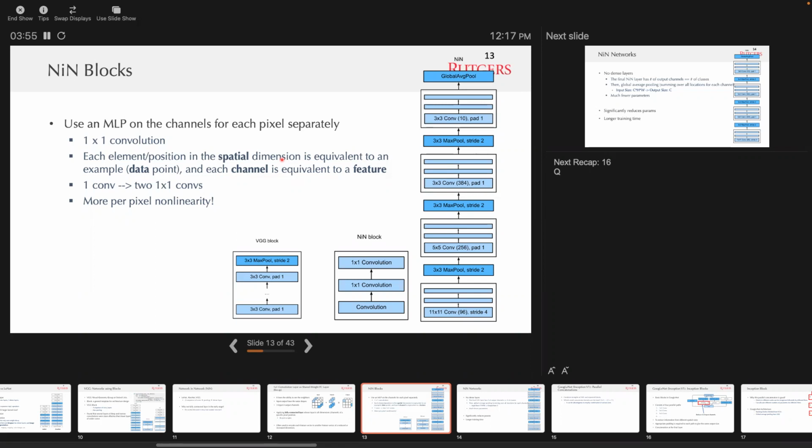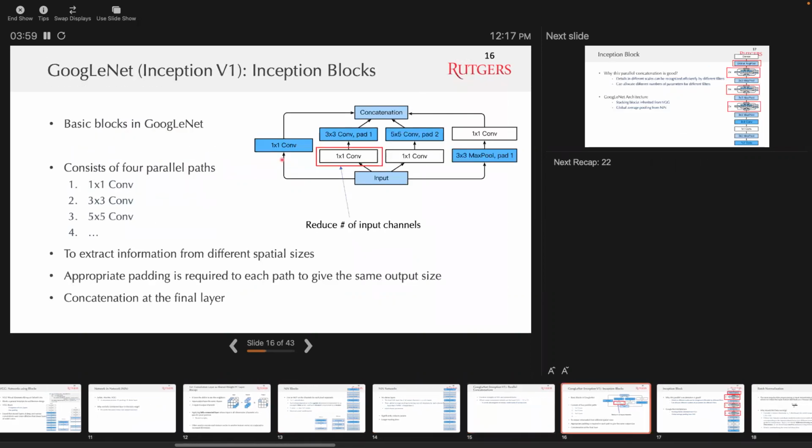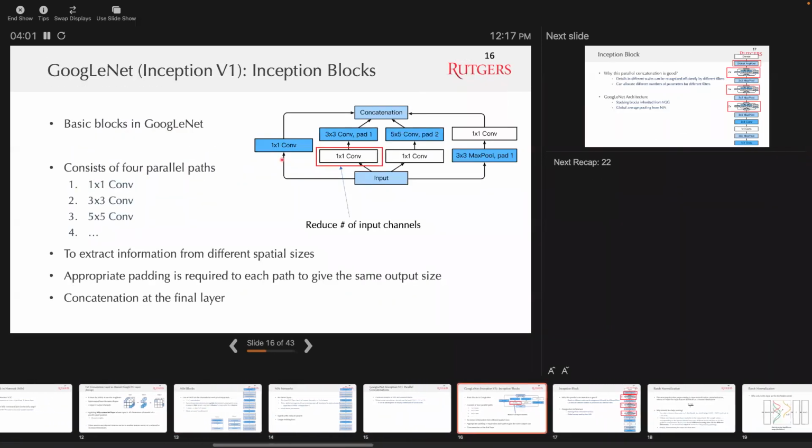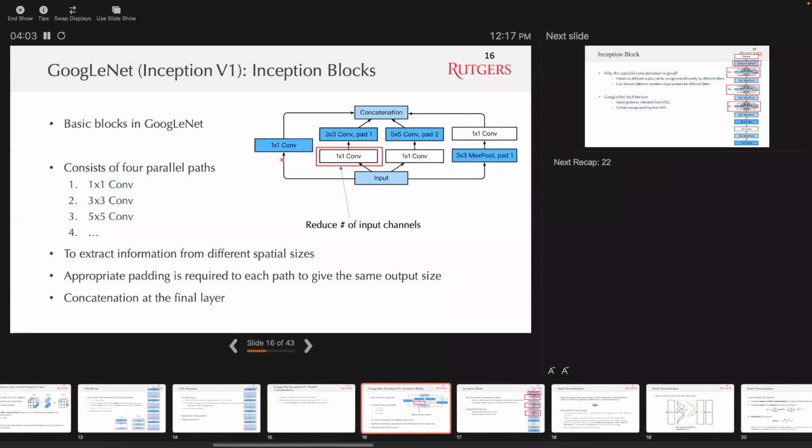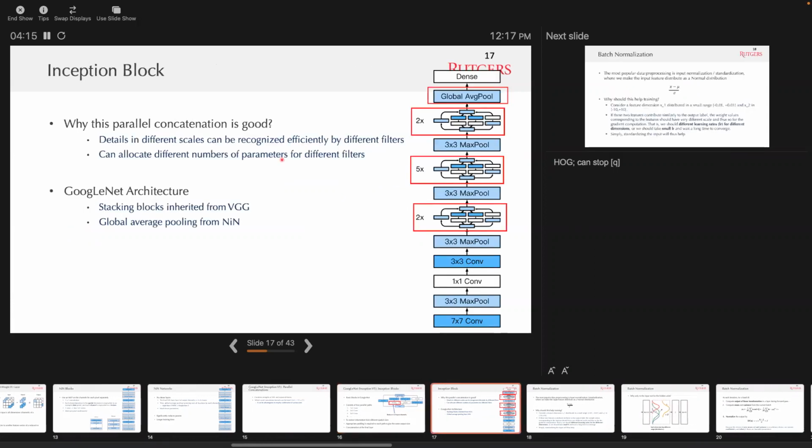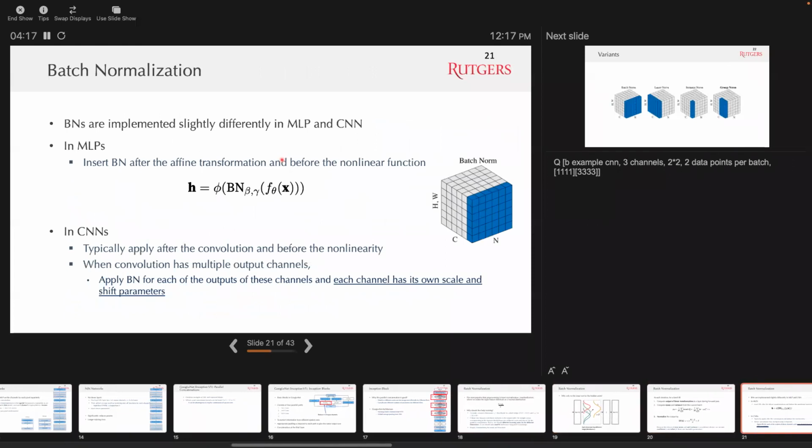The next network we talked about, fast forwarding, is GoogleNet or InceptionNet. That's the first idea that uses parallel concatenation. Basically, you have multiple paths. You have 4 paths here, and then at the end, you concatenate all your results. This is GoogleNet.